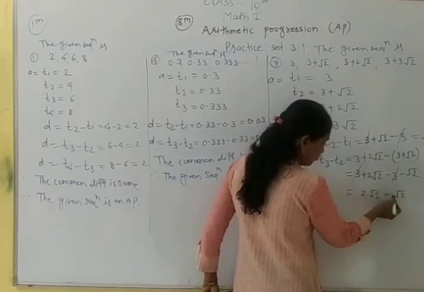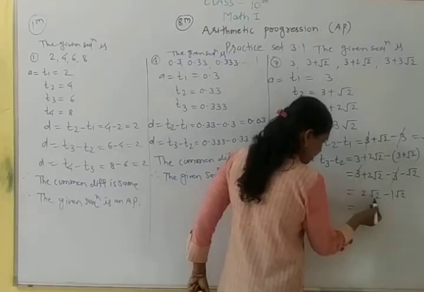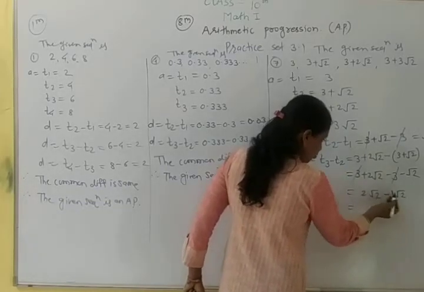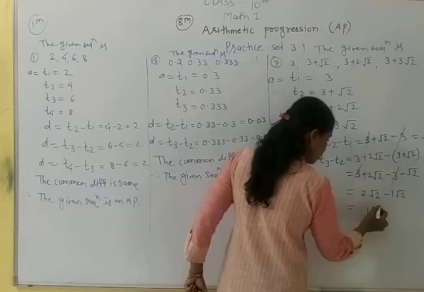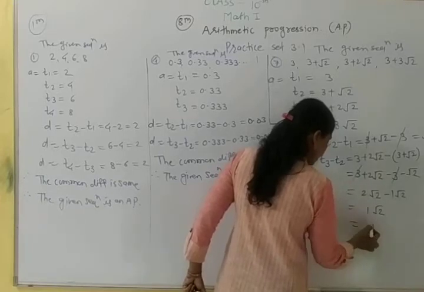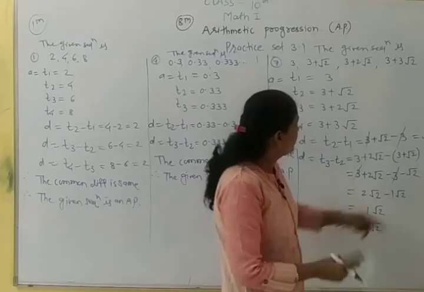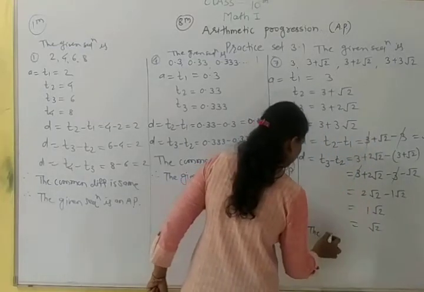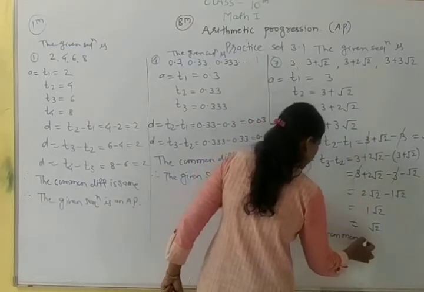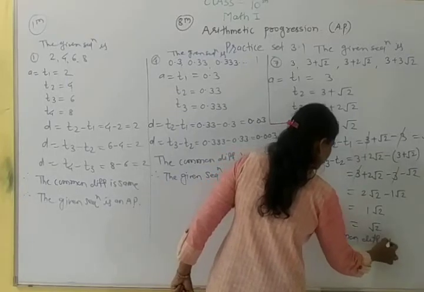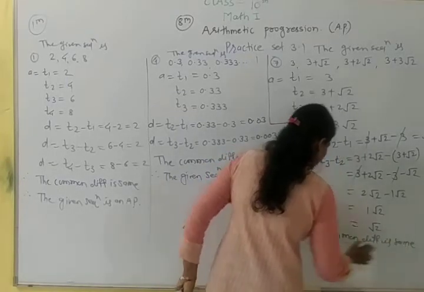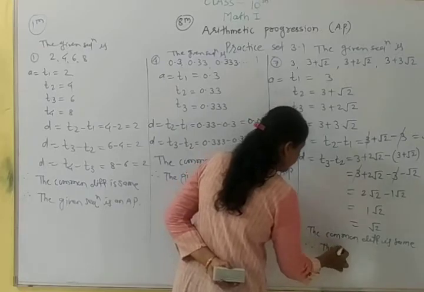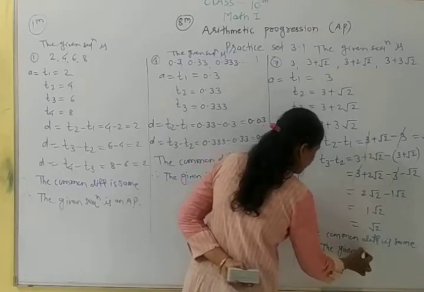Here the coefficient of root 2 is 1, and here root 2 same. So 2 minus 1 is 1 root 2, and 1 root 2 can be written as root 2. Here the difference is same, therefore the common difference is same. Therefore the given sequence is an AP.